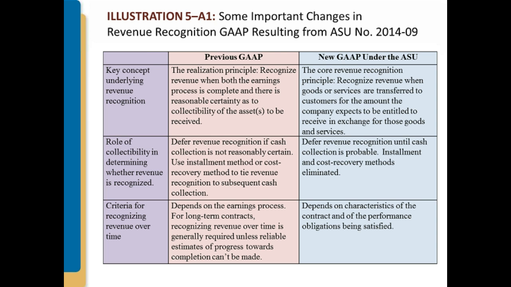These are sort of meat and potatoes parts of most intermediate accounting courses and intermediate accounting texts. Well, under the new ASU, we defer revenue recognition unless cash collection is probable, but there's no installment method or cost recovery methods anymore in terms of revenue recognition. Third off, what are the criteria for recognizing revenue over time? Well, it depends on the earnings process in previous GAAP. So for long-term contracts, you'd be recognizing revenue over time generally, unless you didn't meet the criteria for percentage of completion. Under the ASU, you've got these 3 criteria for determining whether you can recognize revenue over time.